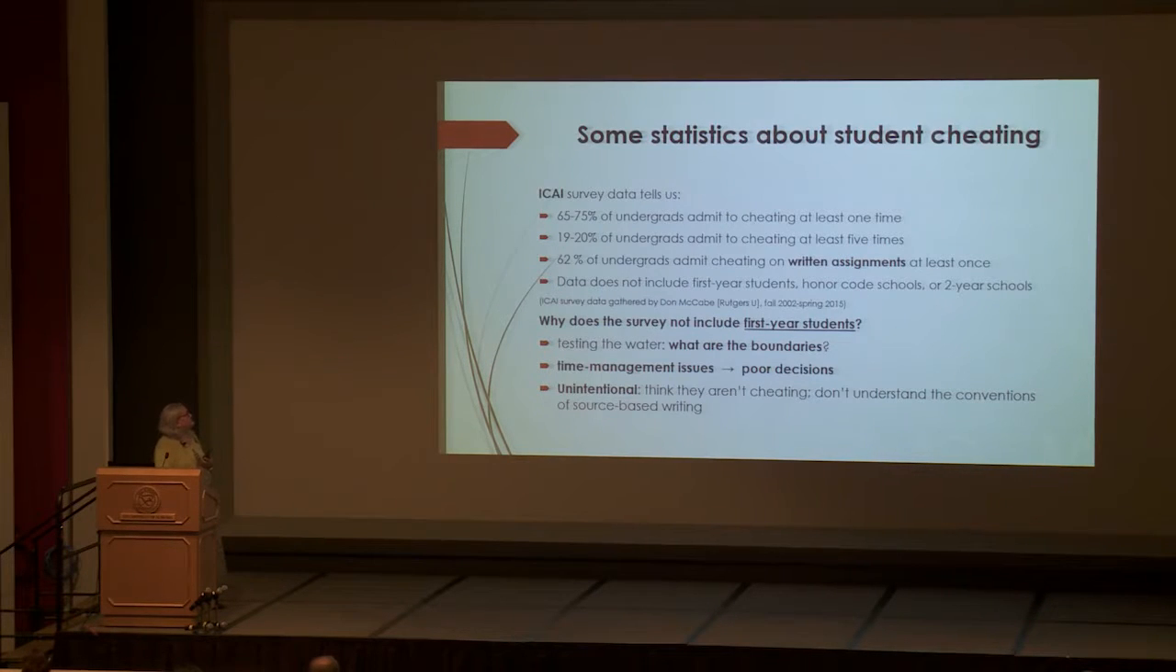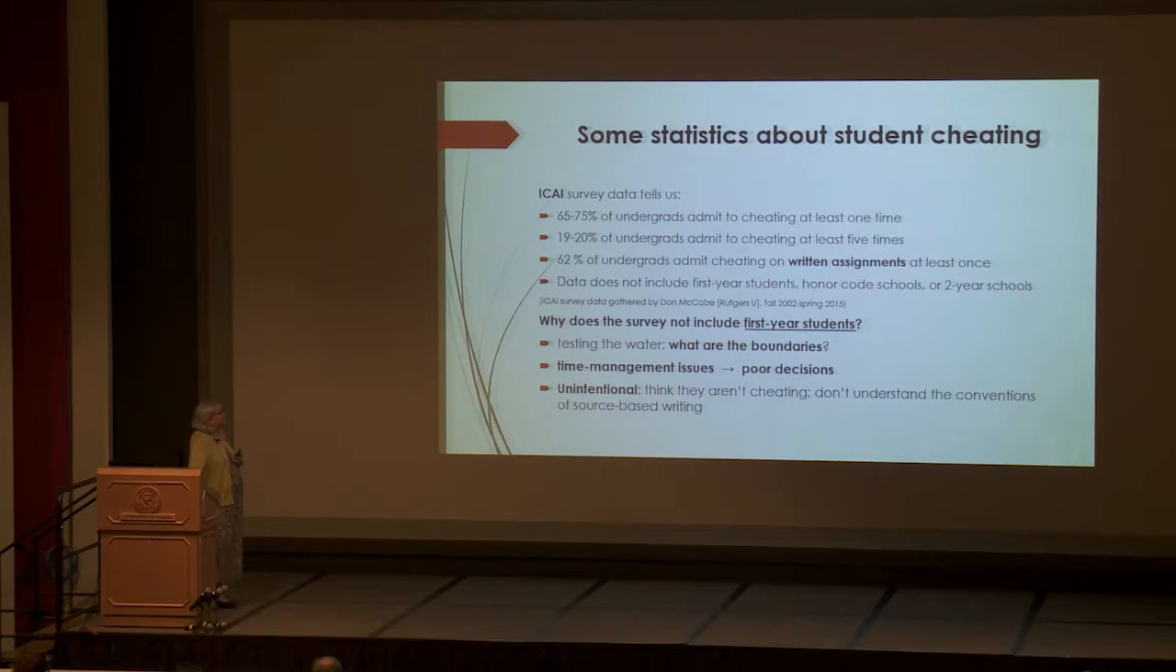Let's talk about some statistics about student cheating. The International Center for Academic Integrity data, and they have been doing these surveys of colleges all across the United States, hundreds of them. They have hundreds of thousands of responses over the last 15 years. So these are really pretty rich surveys. And those surveys tell us that 65 to 75% of undergrads admit to cheating in college at least one time.